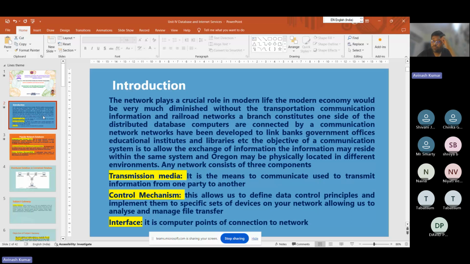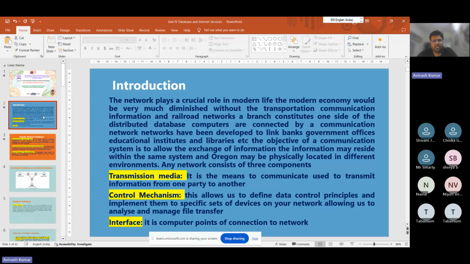The network plays a crucial role in modern life. The modern economy would be very much diminished without the transportation, communications, information, and railroad networks. A branch constitutes one side of the distributed network. Actually, this is the definition of networks. What are the three components of the network? Transmission media, control mechanism, and interface. What is transmission media? It is the means of communication used to transmit information from one party to another party.